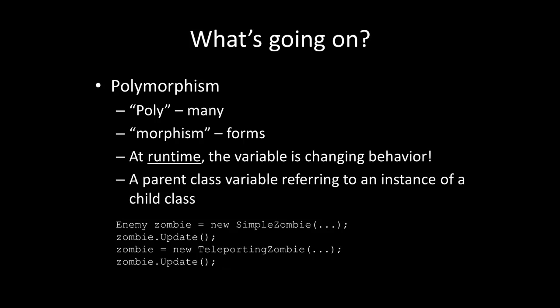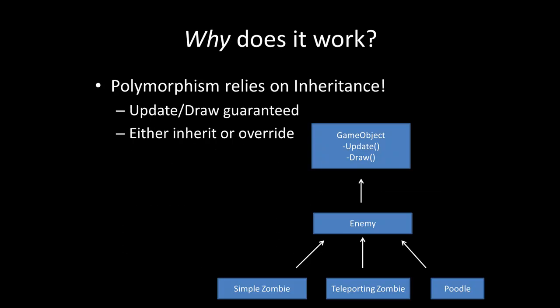If you're looking for a more concrete definition of polymorphism, it's when we have a parent class variable referring to an instance of a child class. Now you may be asking yourself, why does this work? Well, polymorphism actually relies on inheritance.